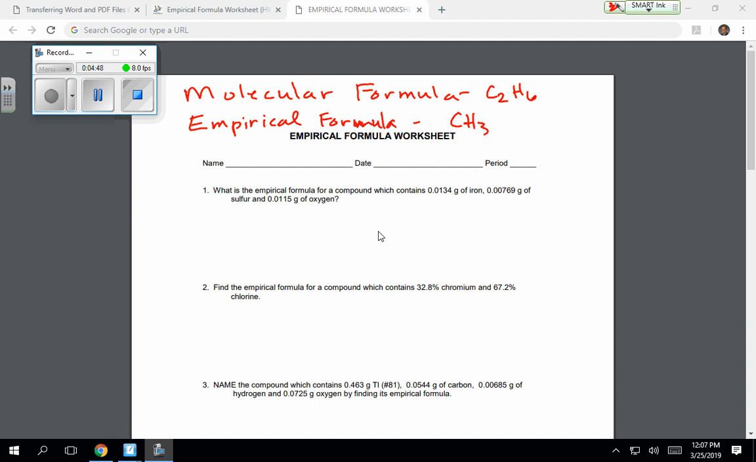Your goal, first of all, is to go from whatever you're given to get to how many moles you have of each of those substances. So the first step is you just write over here to the side 0.0134 grams of iron. We do the same thing with the sulfur, 0.0769 grams of sulfur, and 0.0115 grams of oxygen. Okay, so, Zayla, how do I convert these to moles?